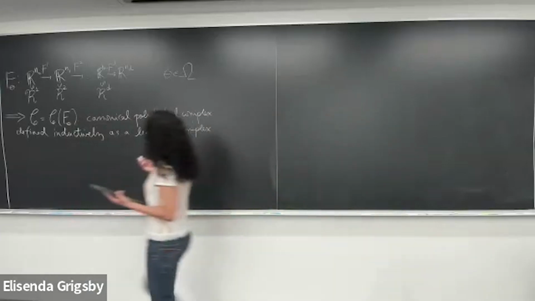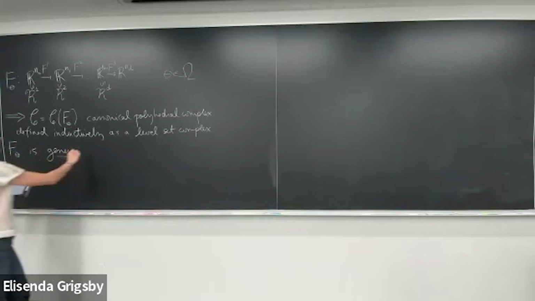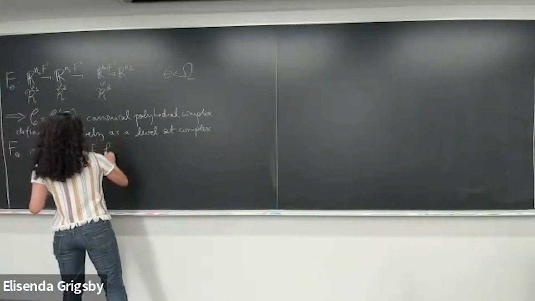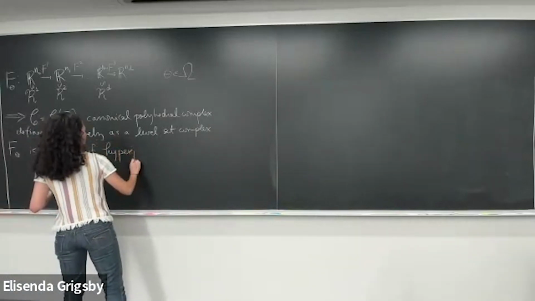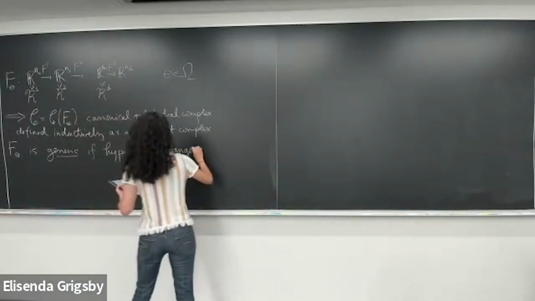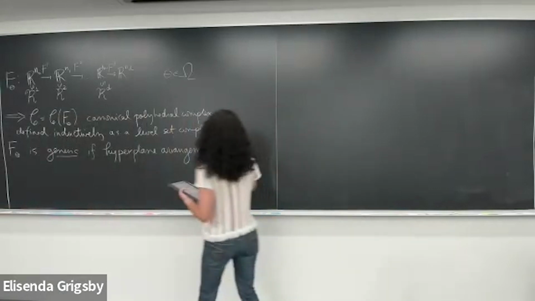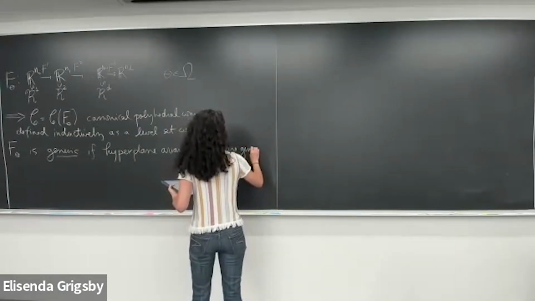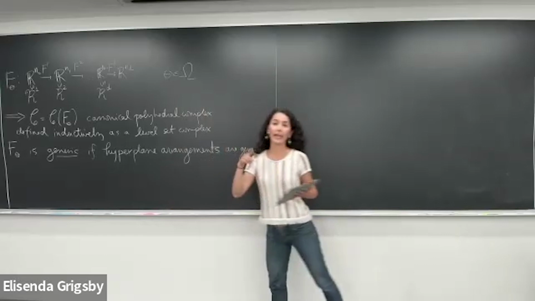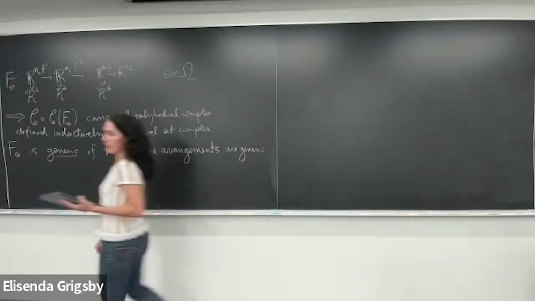And I also made these definitions: F theta is said to be generic if all the hyperplane arrangements associated to all the layer maps are generic, in the classical sense of hyperplane arrangements being generic. Namely, every k-fold intersection of hyperplanes should be an affine linear space of codimension k.